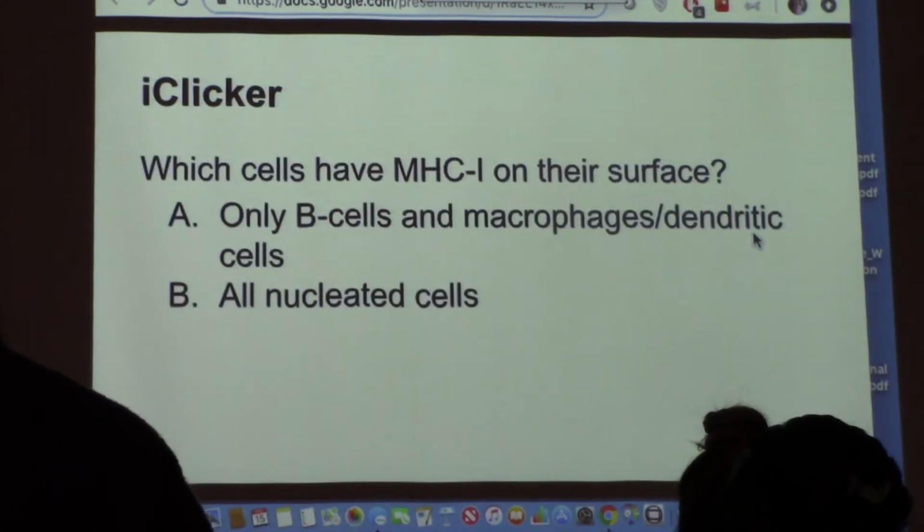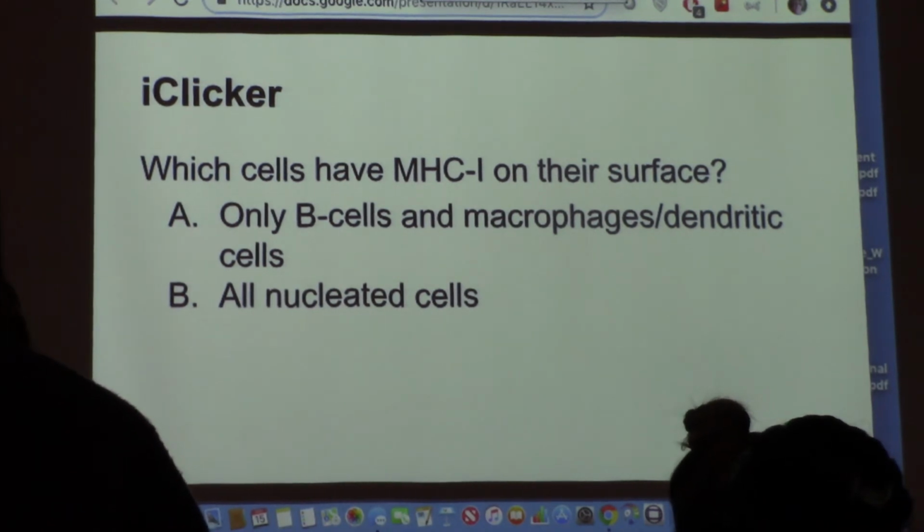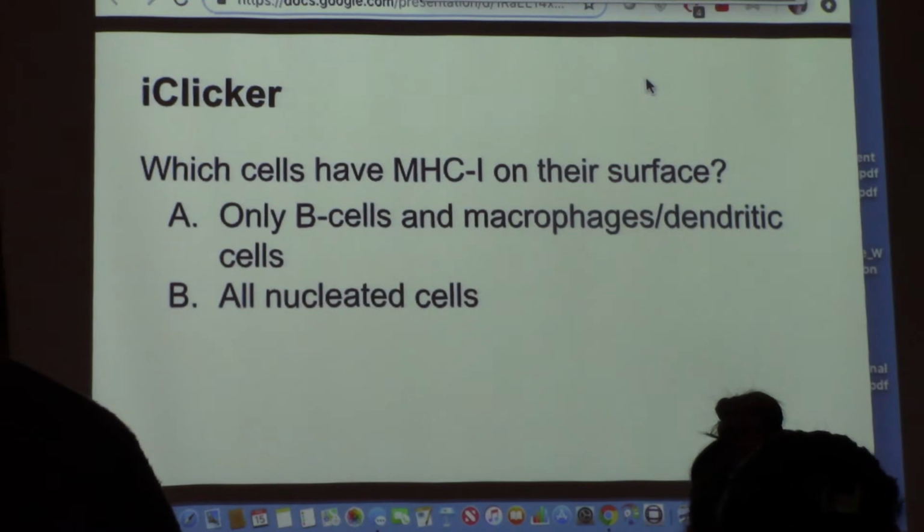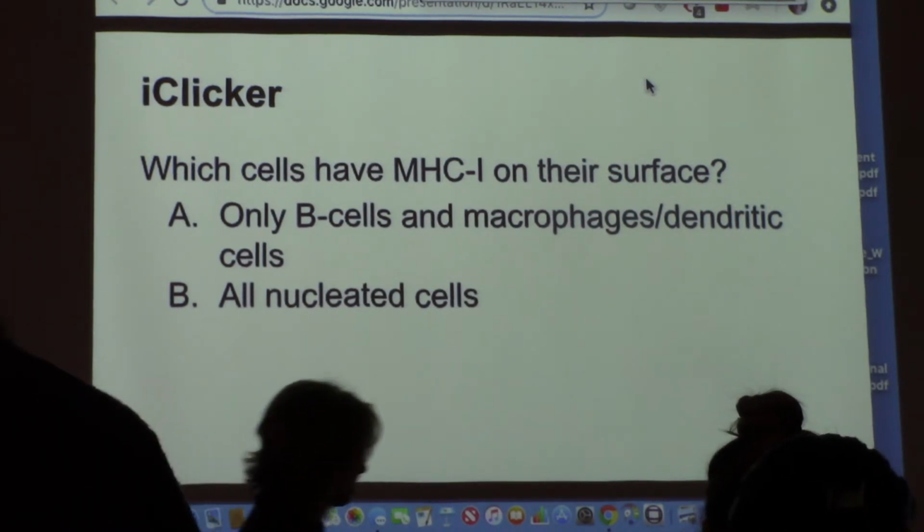Okay. All right, let's do a couple quicker questions and then we'll keep going. Which cells have MHC1 on their surface?